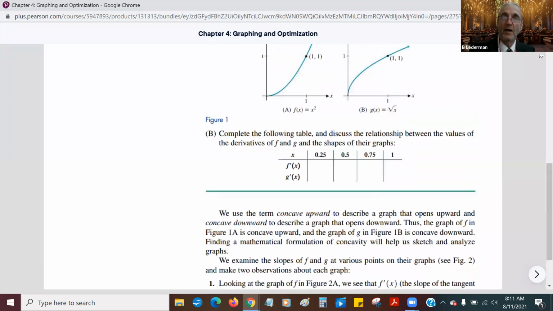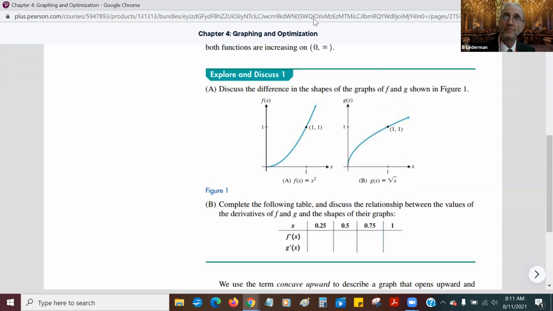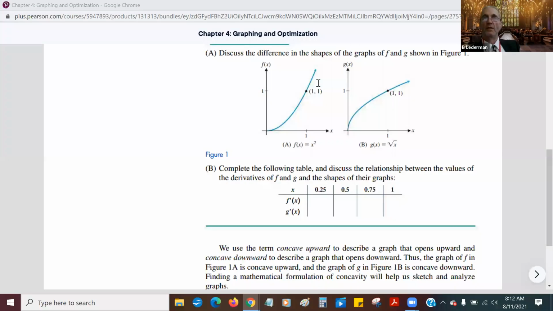So there's an expression we use: concave up and concave down. Since the cave part is facing the top, we say this is concave up. And for this one over here, B, the cave part is facing down, so we call it concave down.